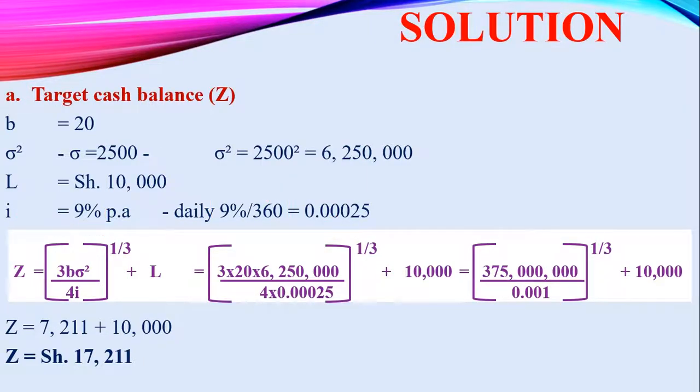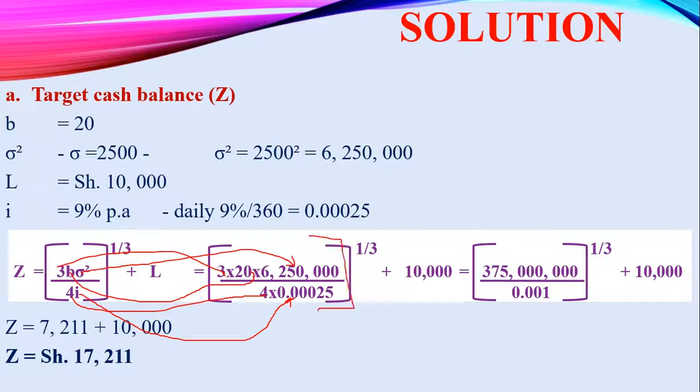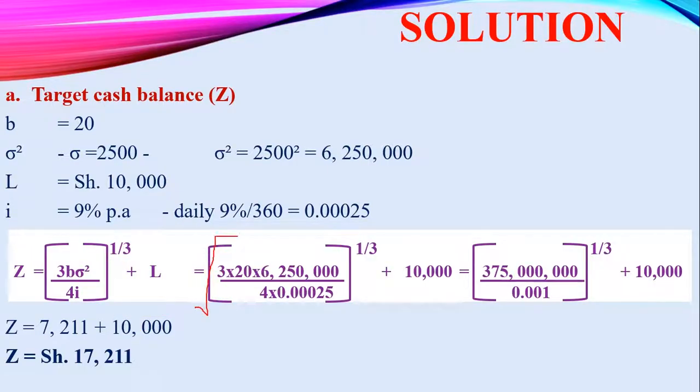Now, replacing that in the formula, we have 3 multiplied by B, which is 20, multiplied by the variance, which is 6,250,000. Then you divide it by 4 multiplied by I, where our I is 0.00025. Then everything to the power 1/3. And remember, we also said instead of putting the power, you can also find the cube root of this. It's just like finding the cube root. Then you add 10,000, which is our L.